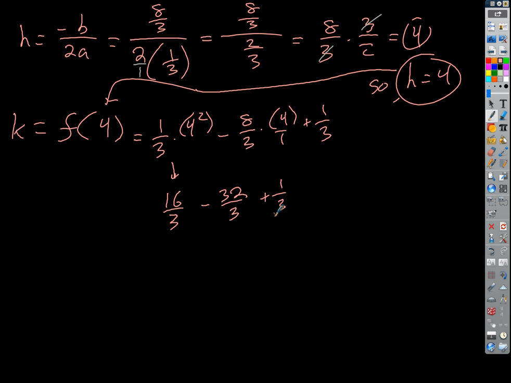What would have happened if this one had been like 31/6? Say I had a 6 on the bottom. What would I have to do? Multiply the other ones by 2/2, right? To get common denominators. Very good.